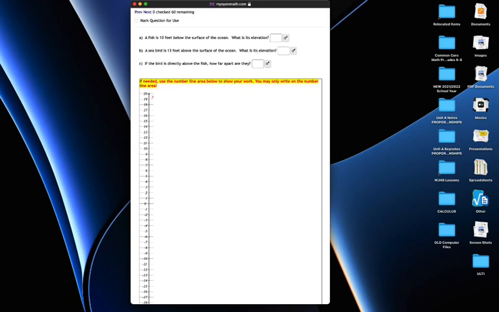In this problem, it states that a fish is 10 feet below the surface of the ocean. Well, this would be considered the surface of the ocean at 0. So 10 feet below that would be right here. So this is the fish. And a seabird is 13 feet above the surface. So the seabird is up here at 13.